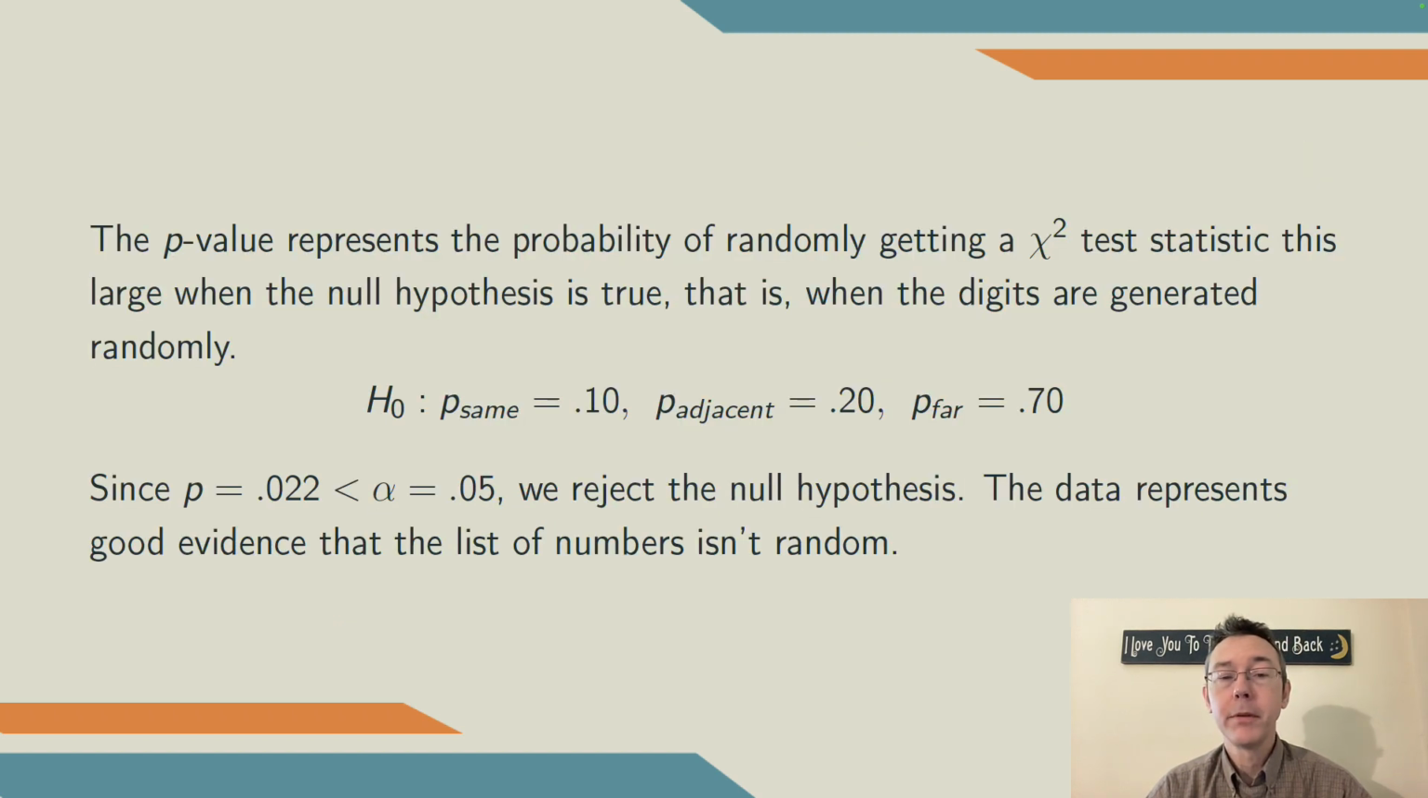Again, that's the probability of randomly getting a test statistic as large or larger than the one we actually observed when the null hypothesis is true. That is, when the digits are randomly generated. Since this p-value is less than the significance level that we set at the beginning of this problem, alpha equals 0.05, we reject the null hypothesis. And this data does represent good evidence that the list of numbers is not random.